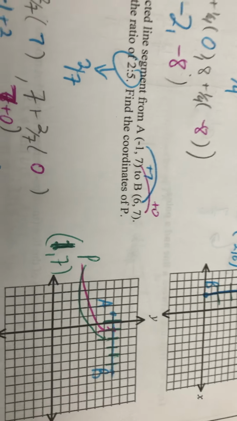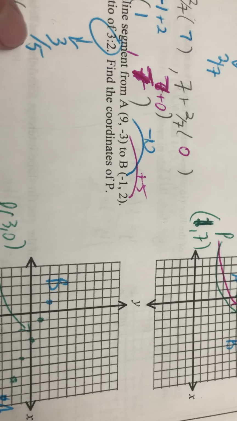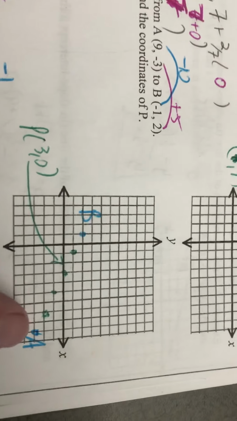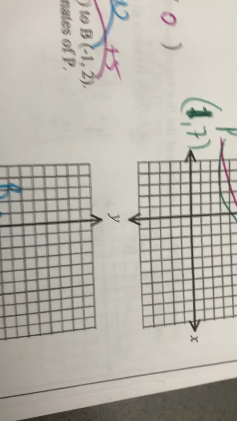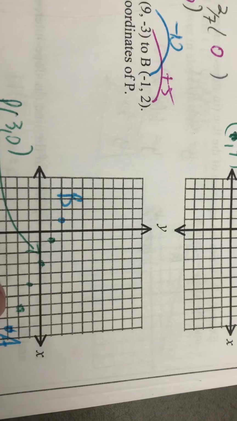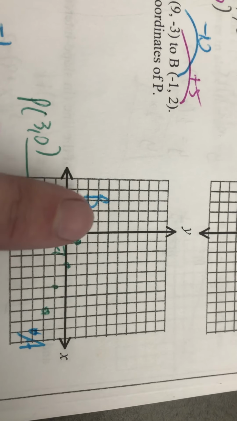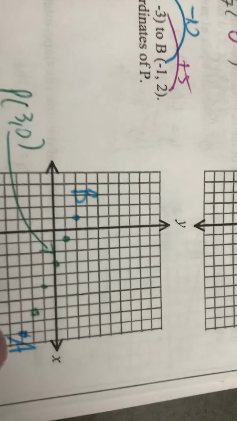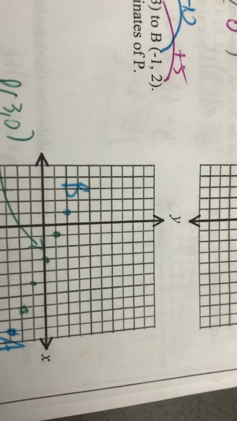Okay, sorry about that. For number 3, we're dividing into a ratio of 3 to 2, so that's 5 total pieces. This kind of feels like slope a little bit. So from A to B, it's going to be moving left and down 1/5 each time. Now we only want to go 3 of those. So here's the first one, second one, and third one. That's going to be our point P.